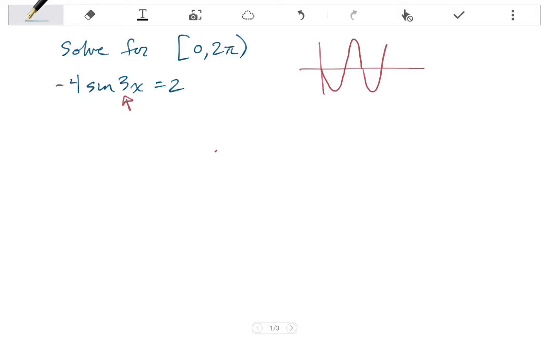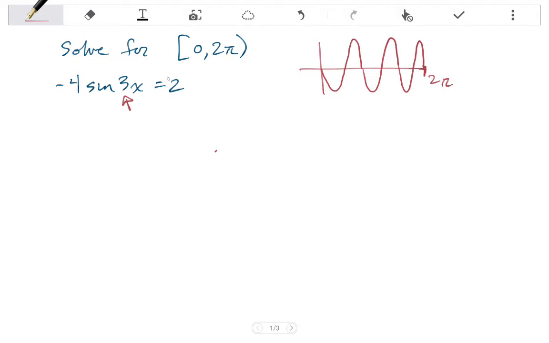And the thing about this is, because we see a 3 here, we're going to have 3 sine graphs occur within a normal period of 2 pi. So we know that right here, that's going to be the value of 2 pi. So the question comes into play then is how many solutions we're going to have.